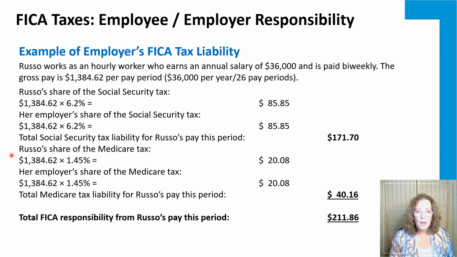Russo's share of the Medicare tax is $1,384.62 times 1.45% or $20.08. Her employer's share of the Medicare tax is the same, $20.08, for a total Medicare tax liability of $40.16, which brings the total FICA responsibility from Russo's pay this period to $211.86.